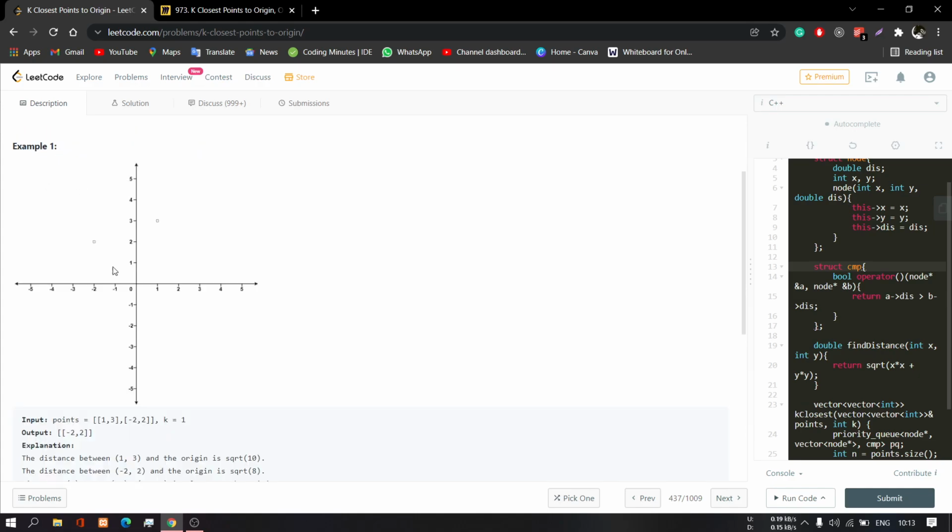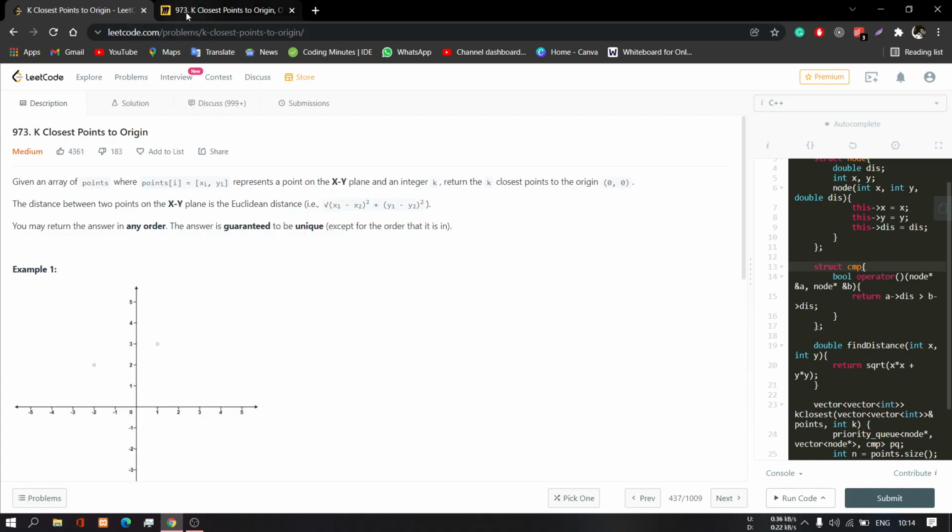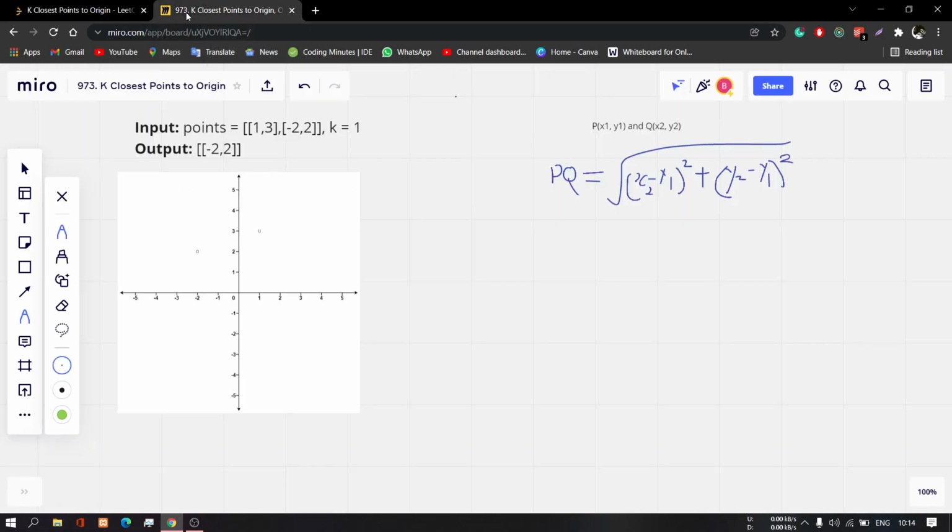So this is example number 1. Here it is 1 comma 3 and minus 2 comma 2. K is 1, so the output is minus 2 comma 2. So let's get through the explanation.